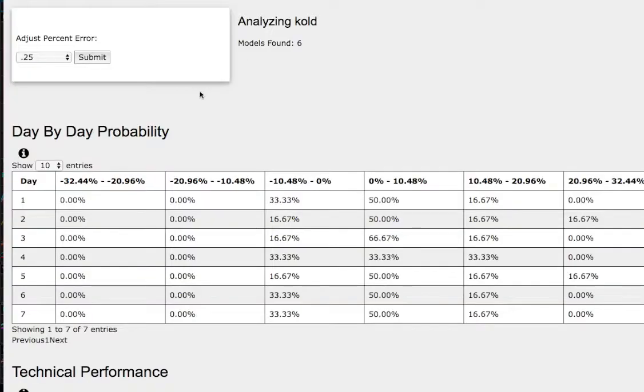So now let's examine the day-by-day probability model for KOLD. As we progress to the fifth day or week of trading, we have a 50% chance for KOLD to climb between 0 to 10%. And on the extreme case, we have a 17% chance for it to climb between 10% to 21%. And a further extreme case to the upside, 17% chance to climb between 21% to 32%. On the other hand, to the downside, we have a 17% chance to fall between 0 to negative 10%. And these models are available in the link below, so do check it out.